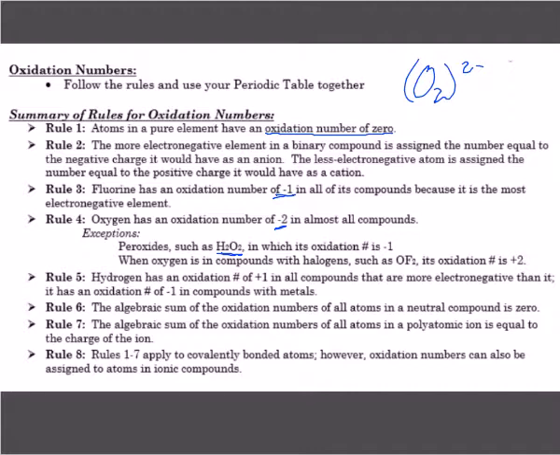Right now, we're just reading through these rules, and we'll make more sense of them as we go along. Rule number 5, hydrogen has an oxidation number of +1 in all compounds with elements that are more electronegative than it. It's got a -1 when it has compounds with metals. So most of the time, hydrogen is going to act as a +1.